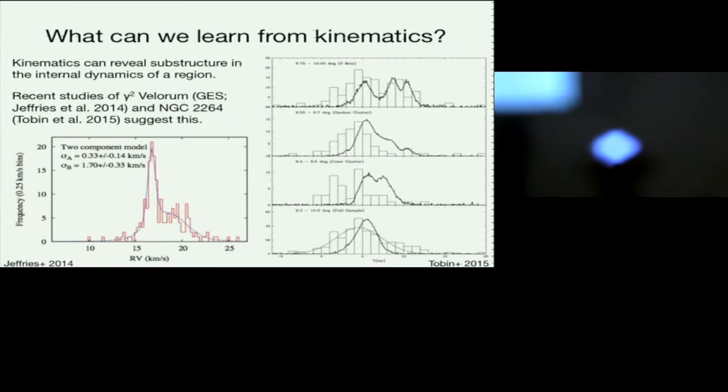Jeffries et al. are showing the radial velocity distribution here of one sight line towards the gamma 2 velorum association, and as you can see, they found evidence that there appears to be two components there, this narrow component, probably indicating a gravitationally bound system, most likely a small compact cluster, and this broader distribution here, which indicates an unbound system, probably something like an association. The fact that these two are actually projected onto each other and can't be separated spatially means that it's only from the kinematic information that we can begin to see that substructure.